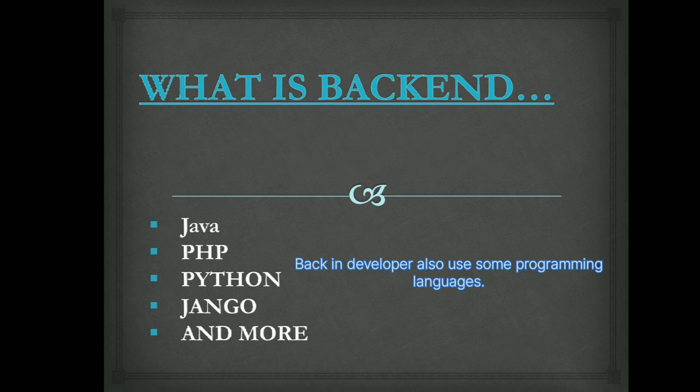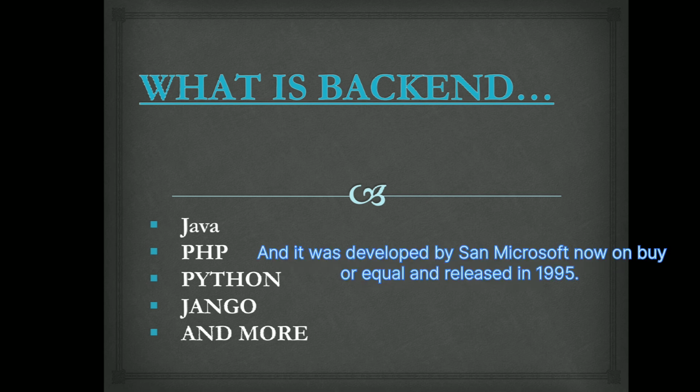Backend developers also use some programming languages. The first one is Java. Java is a popular programming language used for building a wide variety of applications, from desktop software to applications for mobile, and it was developed by Sun Microsystems, now owned by Oracle, and released in 1995.